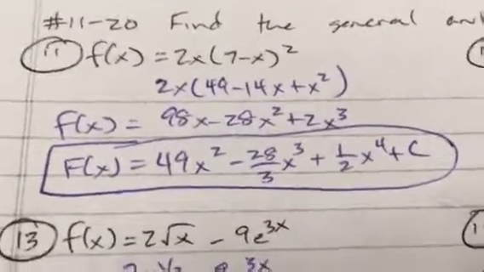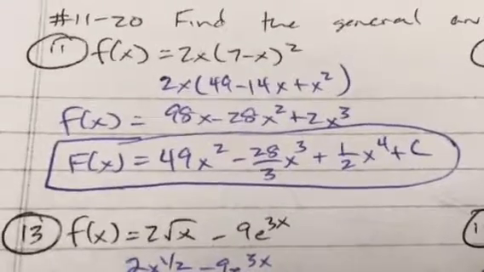Folks really like number 11. Make sure to FOIL that bad boy up first. Then don't forget to take the antiderivative.